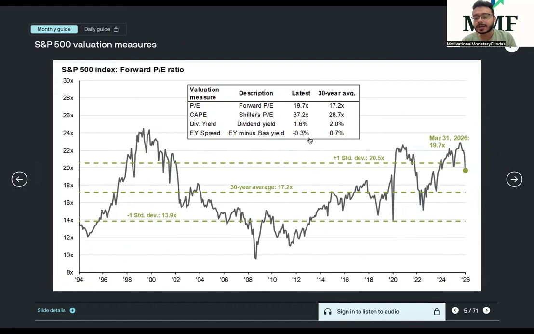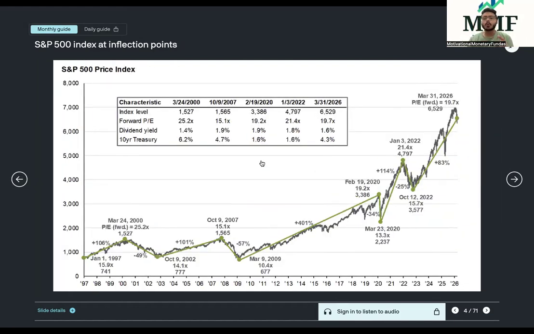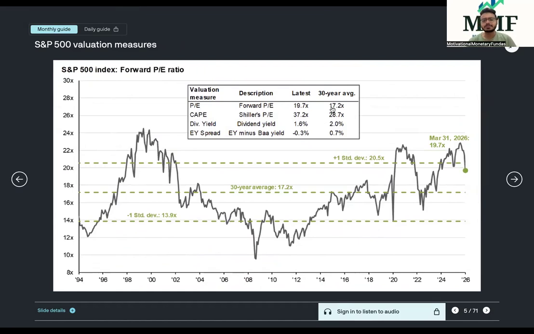The 30-year average of the price to earning multiple is 17.2 times. The S&P 500 is currently trading at a 1 year forward multiple of 19.7 times, right? Again, the 30-year average is too far behind because every 10 years, every 5 years, the markets tend to change, right? The current dynamics of the markets are far more different vis-a-vis the previous 10 years or 5 years, right?